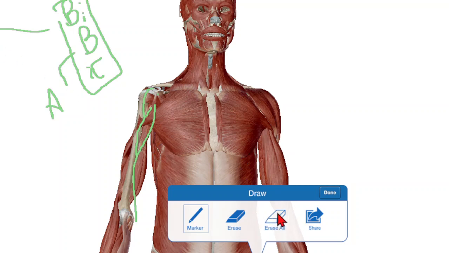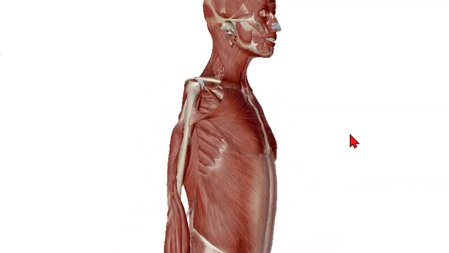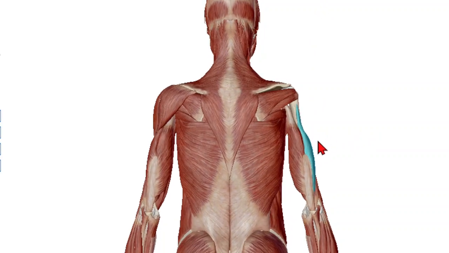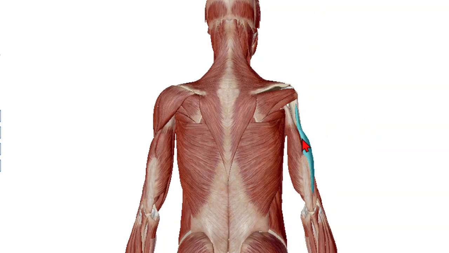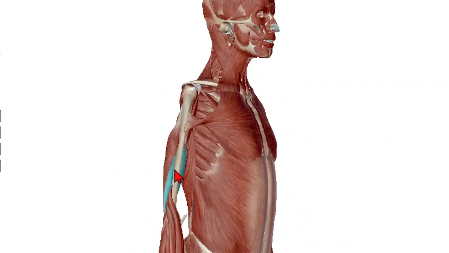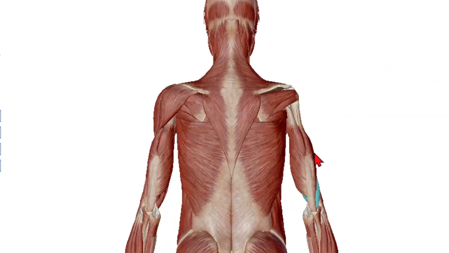Now we will move to the posterior side of the arm. On the posterior side of the arm there is the triceps muscle. The triceps muscle has three heads: the lateral head on the lateral side, the long head, and the medial head. So there are three heads, there is no short head. Just remove it.